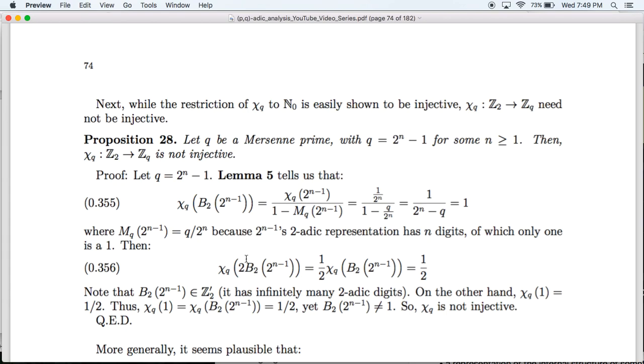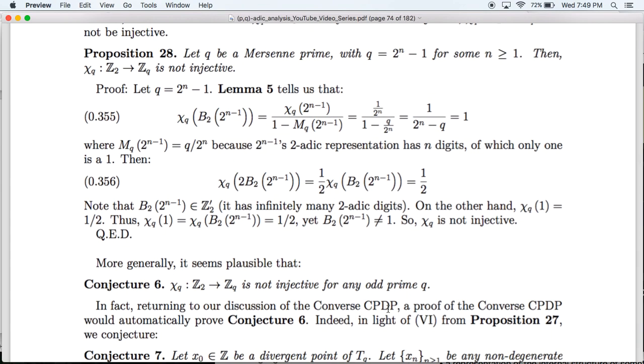So now, what if we multiply this number by 2? Well, if we multiply this number by 2, then chi's functional equation says that it's the same thing as dividing by 2. And so that's 1/2, because this is 1. Note that this is completely okay because this is still a q-adic integer, because the denominator is co-prime to q. Also note that b2 of 2 to the n minus 1 is going to be in Z2 prime. On the other hand, chi q of 1 is equal to 1/2, and so chi q of 1, which is equal to chi q of b2 of 2 to the n minus 1, which is 1/2, yet these two are different, so chi q is not injective.